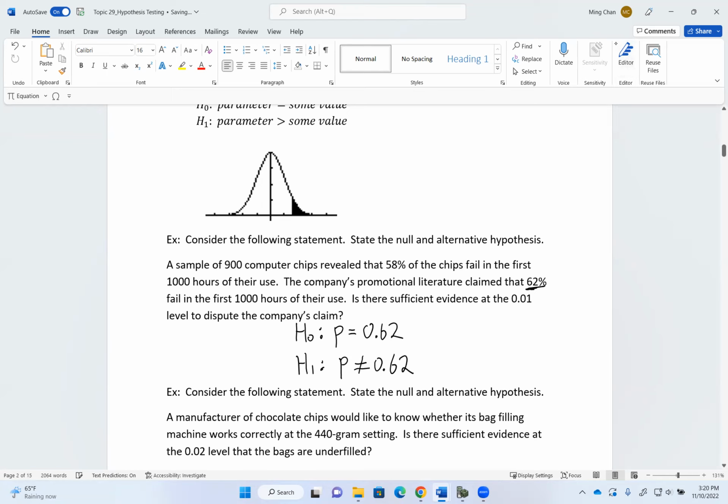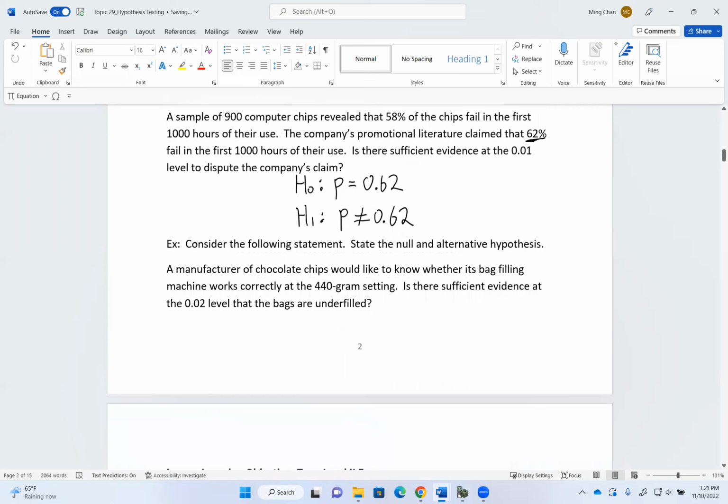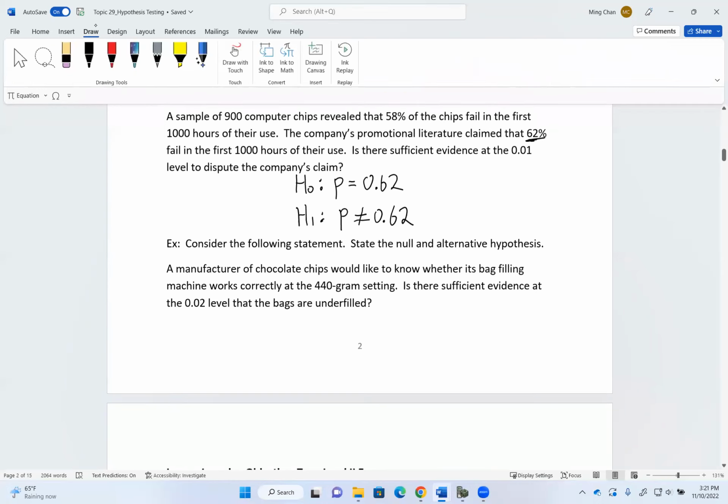Okay, so that's how we state the null and the alternative hypothesis. All right, here's another example. A manufacturer of chocolate chips would like to know whether its bag filling machine works correctly at the 440 gram setting. Is there sufficient evidence at the 0.02 level of significance that the bags are underfilled?